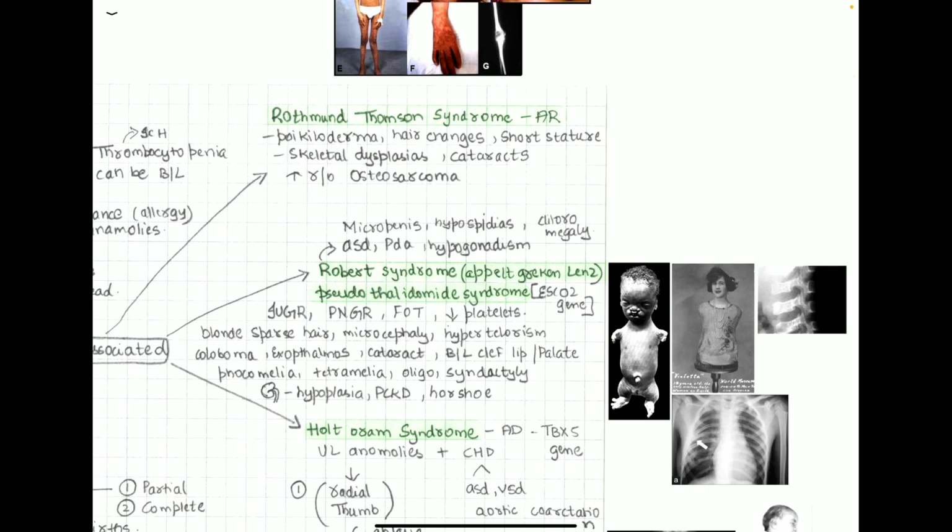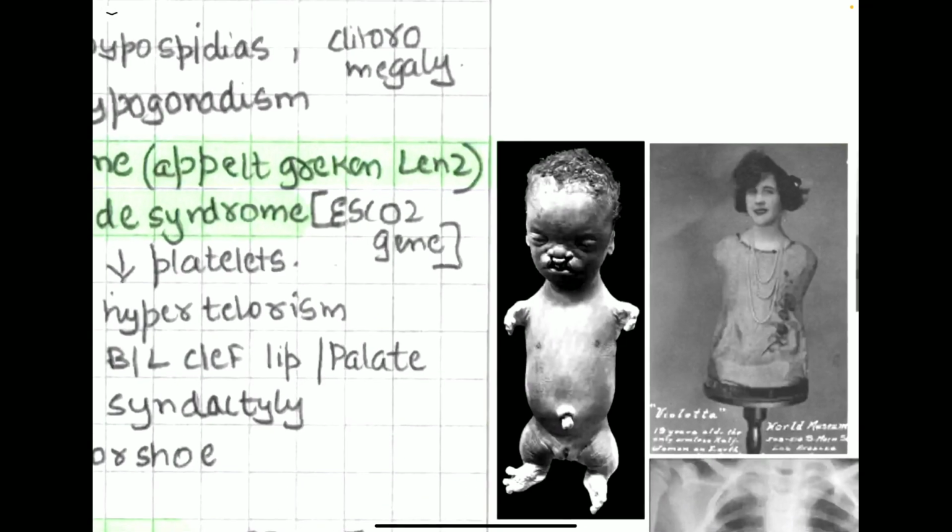There will be sparse blonde hair, which is silver in color. There can be microcephaly. There can be hypertelorism. Hypertelorism is usually concomitant with orbital hypertelorism, which means there is increased distance between the adjacent orbits. Other eye anomalies include coloboma, exophthalmos, and cataract. There can also be facial hemangiomas. There can be midfacial cleft, bilateral cleft lip and palate, which is appreciable in this image.